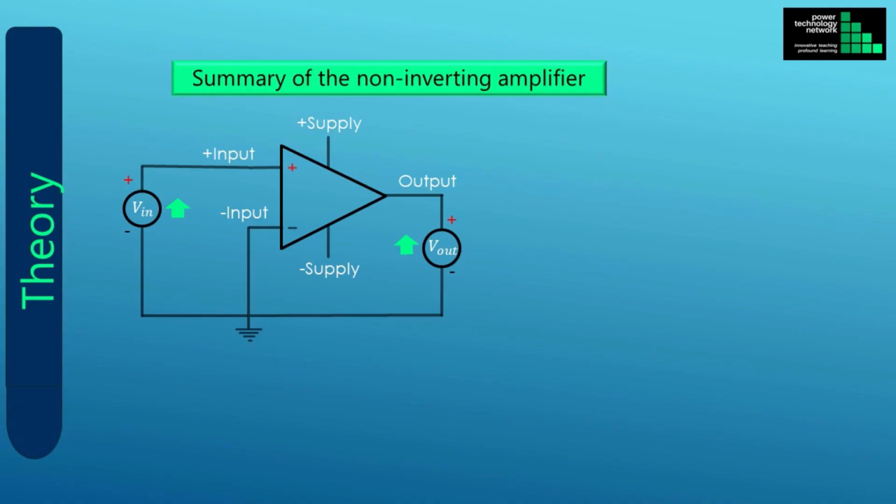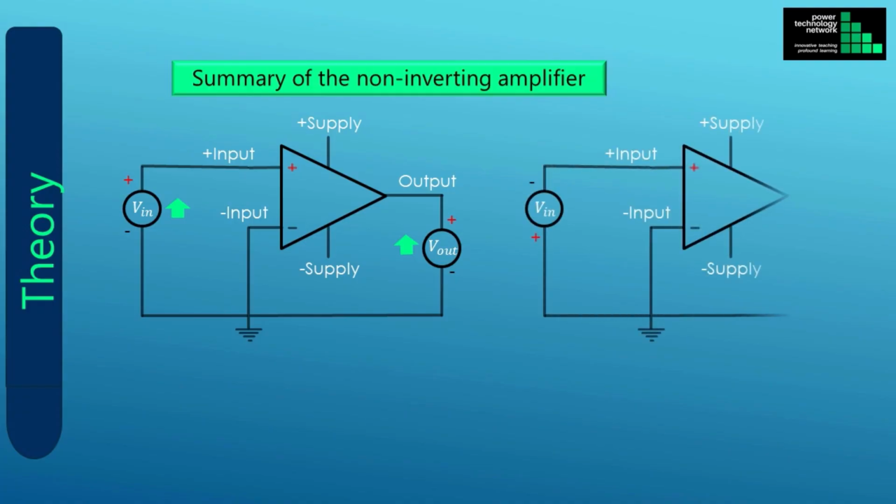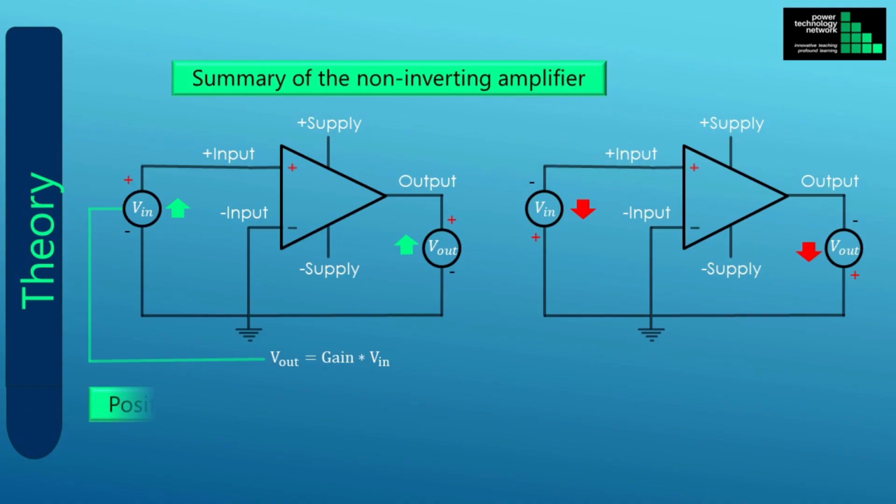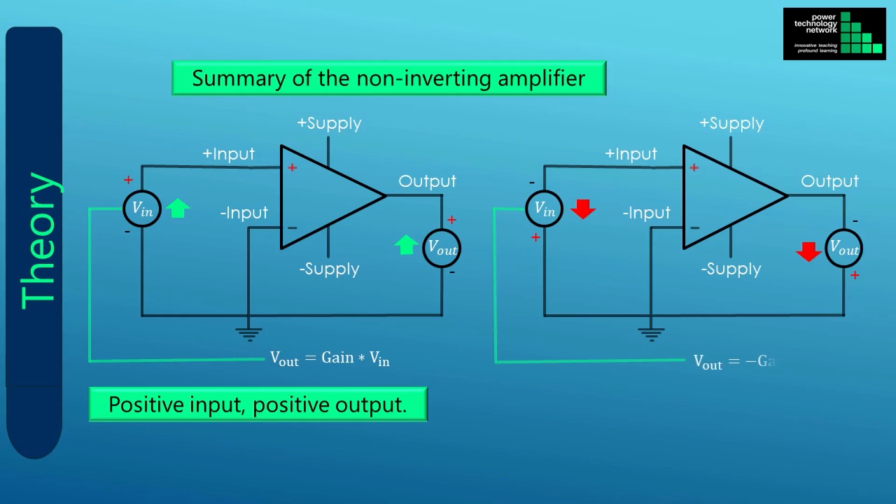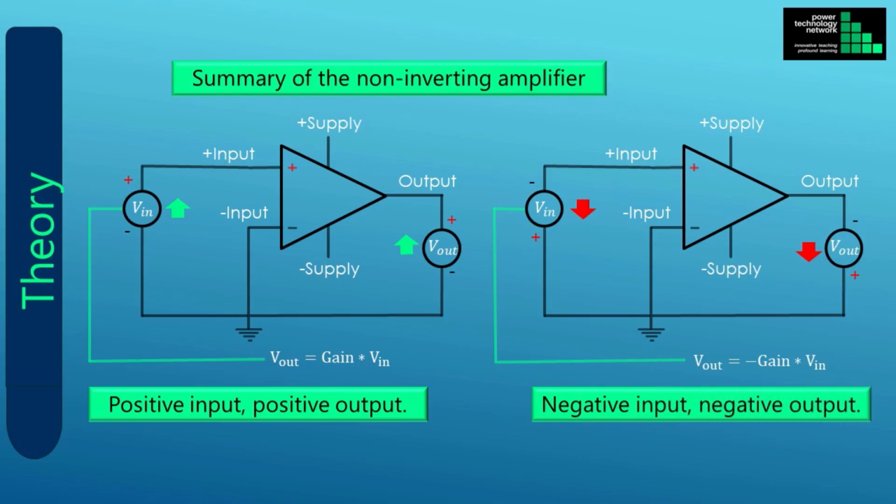Next, we have the non-inverting amplifier with a negative input. When the input voltage is negative, the output voltage is also negative, as indicated by the red arrows. The output voltage is given by the product of the open-loop gain of the op-amp and the input signal. Both the input and the output are positive. The output voltage is given by the negative product of the open-loop gain of the op-amp and the input signal. Both the input and the output are negative.